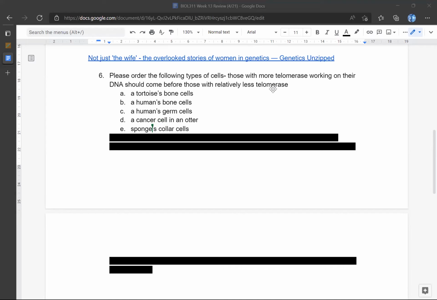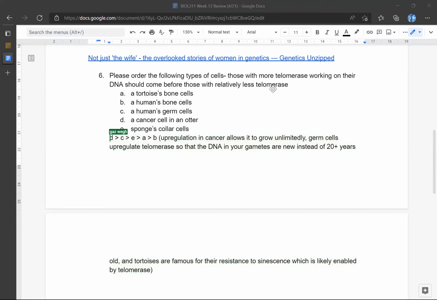Exactly, Casey. That's what I was trying to get at, is that some organisms obviously utilize more telomerase than others. And that's why they don't age, most likely. And Joseph has it perfectly right. Excellently done. The answer is that cancer cells utilize the most telomerase, and then a human's germ cells.